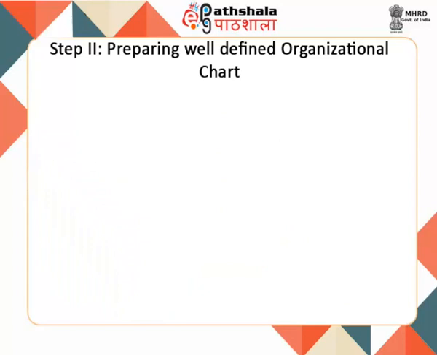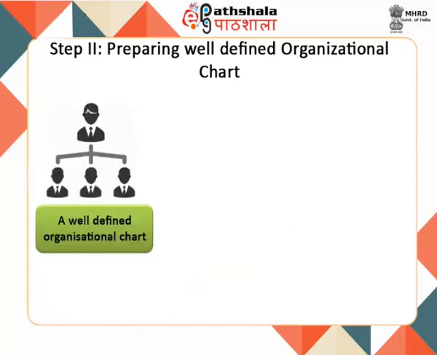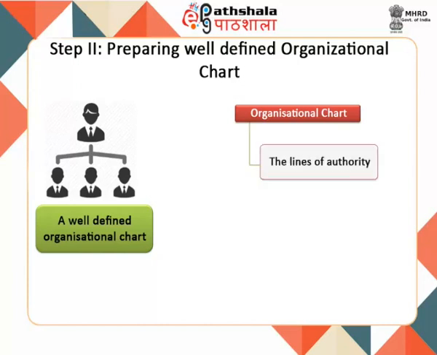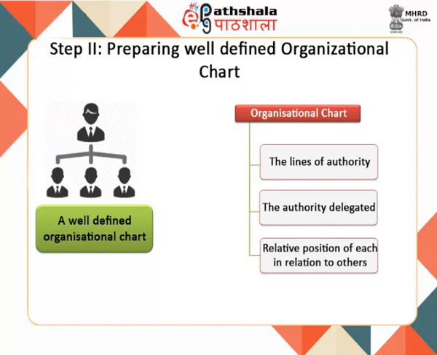The second step is preparing well-defined organizational chart. An organization should have a well-defined organizational chart depicting the hierarchical position of each executive in the organization and his functional responsibility. Such a chart will clearly show the lines of authority, the authority delegated, and relative position of each in relation to the other.